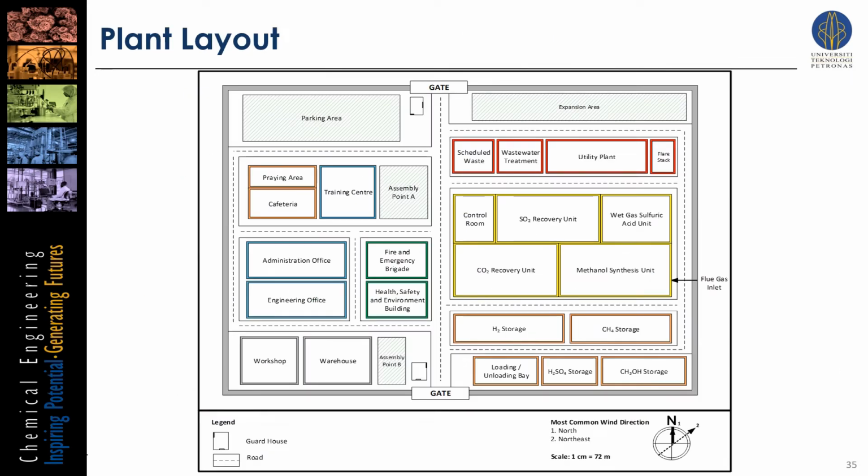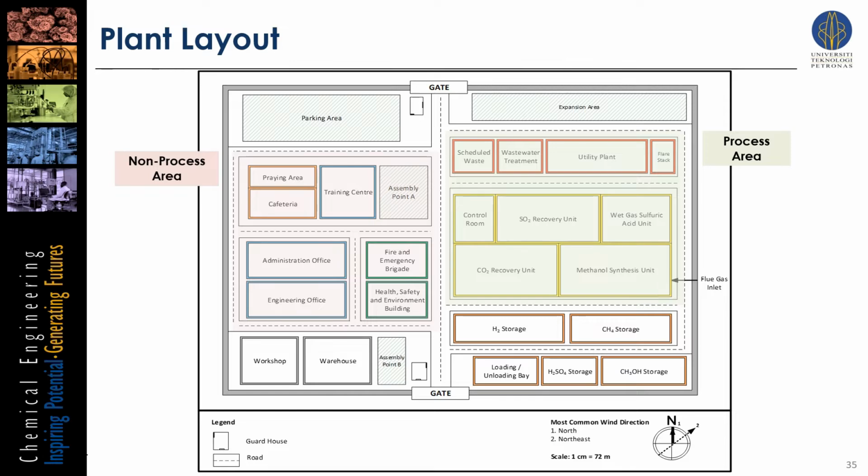Our plant is divided into process and non-process area. Process area is located at the east side of the plant since the wind direction is toward north and northeastern Kerteh. This is done to ensure the employee receive minimal negative impact from plant emission. Each solid location for product and raw material is accessible by road for easy transportation.